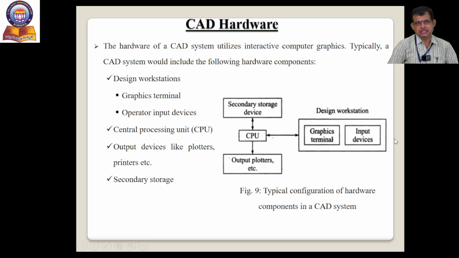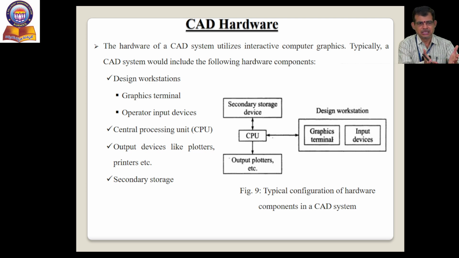Now, in order to get these benefits and create a component, what is the configuration of the computer for this design activity? Is it completely a new one, or are already existing computers sufficient enough? Slight modifications are needed. So we divide the computer configuration into two things again, that is the CAD hardware and CAD software. The hardware of a CAD system utilizes an interactive computer graphics system.